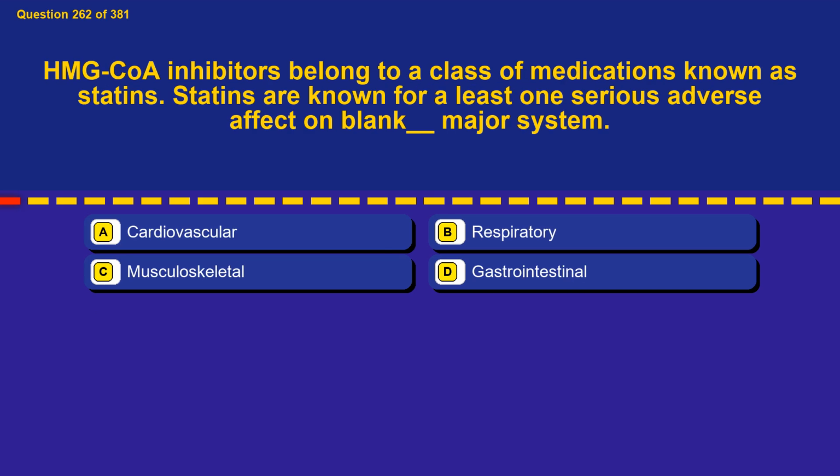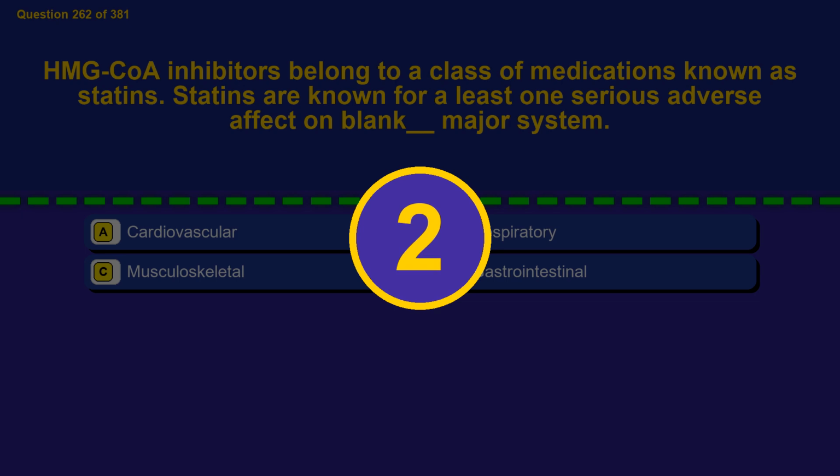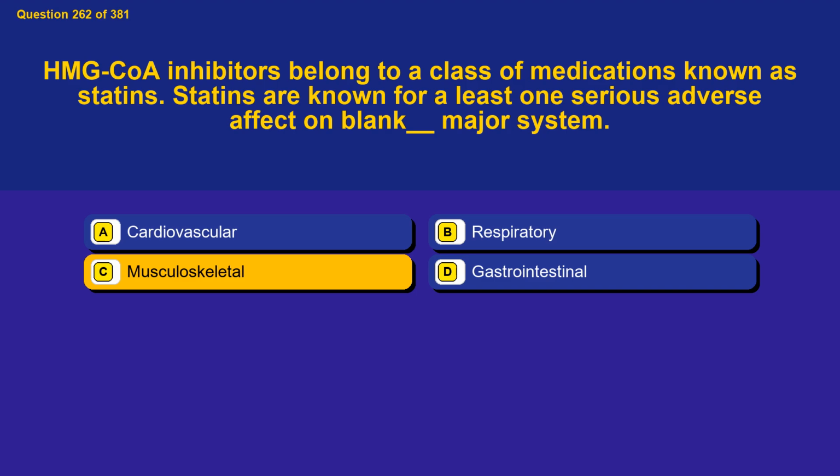Question 262. HMG-CoA inhibitors belong to a class of medications known as statins. Statins are known for at least one serious adverse effect on blank blank major system. Option A, cardiovascular. Option B, respiratory. Option C, musculoskeletal. Option D, gastrointestinal. The correct answer is option C, musculoskeletal.